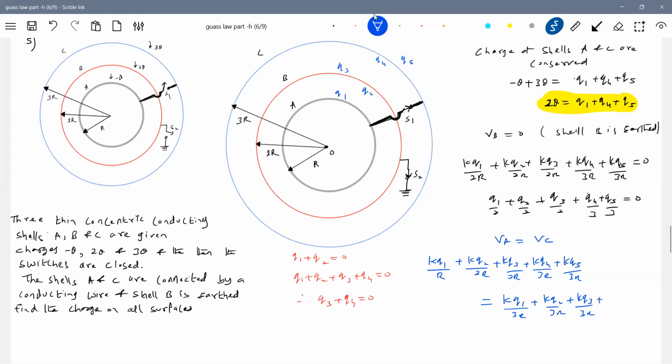Potential of shell C. How many unknowns are there? Q1, Q2, Q3, Q4, Q5. Okay, we can solve with all the data we have. I think Q5 will be zero. Any reason how we can say Q5 will be zero? We can't say, no. This quantity will become zero. How? From this data.